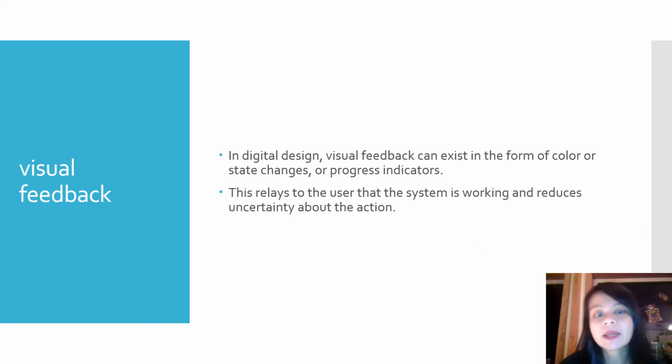Visual feedback. In digital design, visual feedback can exist in the form of color or state changes or progress indicators. This shows the user that the system is working and reduces uncertainty and anxiety about the action, especially when you're making a purchase online. Did it send? Is it working? Am I waiting for it to go through, right? We might be anxious about it, we might be uncertain about it. So here, visual feedback is definitely very important.